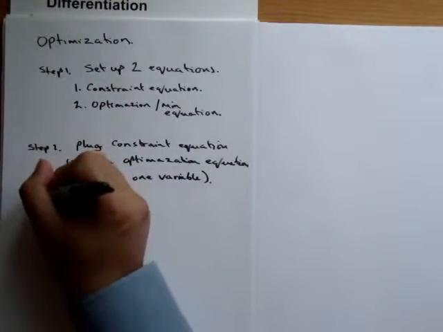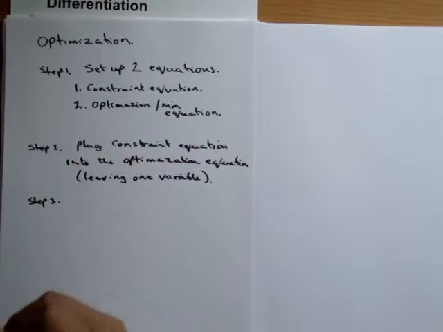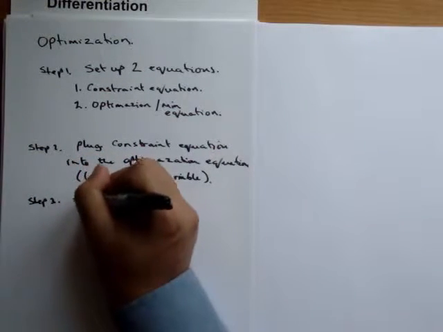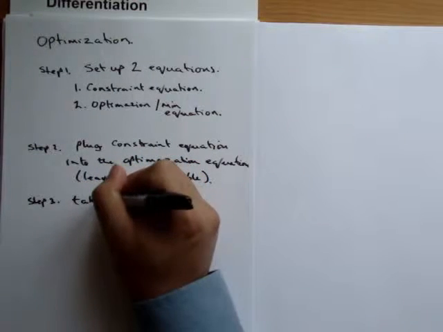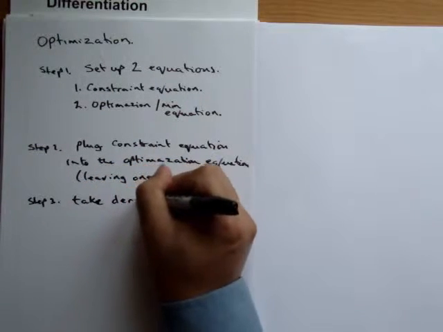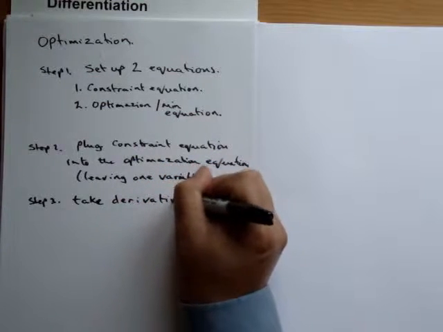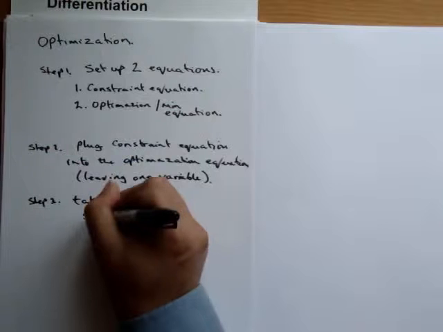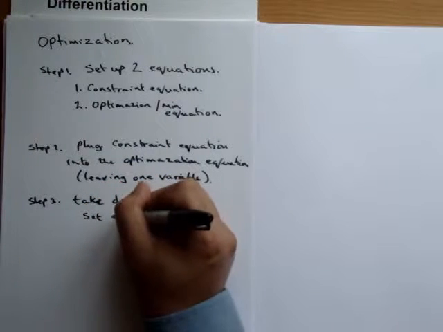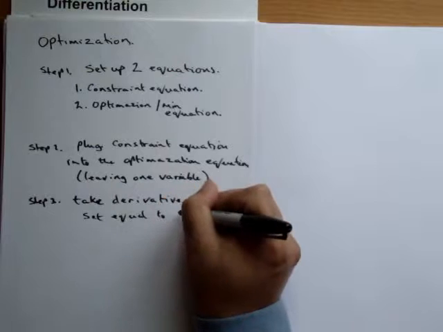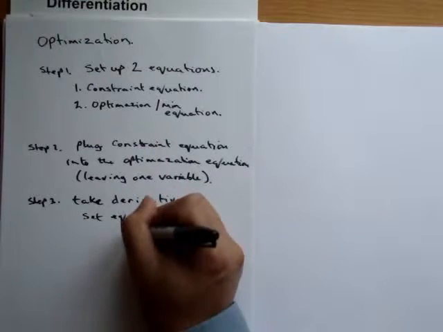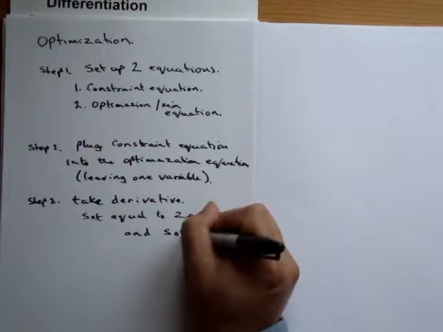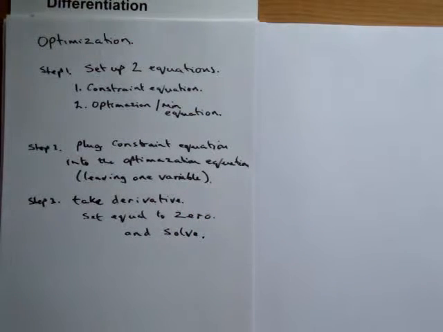And then step 3, we take the derivative, set equal to 0, and solve. And if we apply those steps, it should make it easier for us. So we'll go through a few examples using steps 1, 2 and 3.